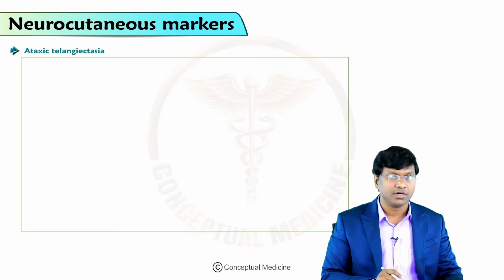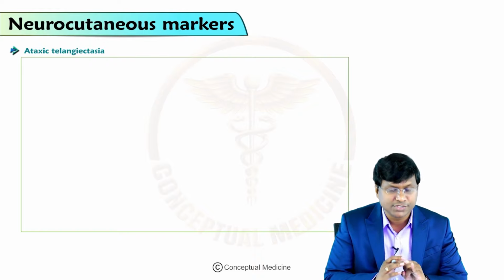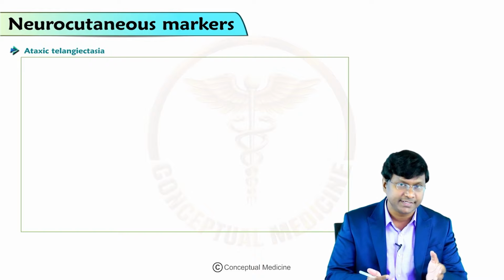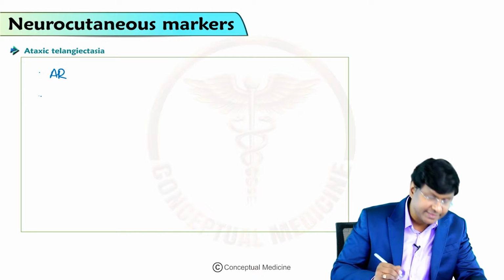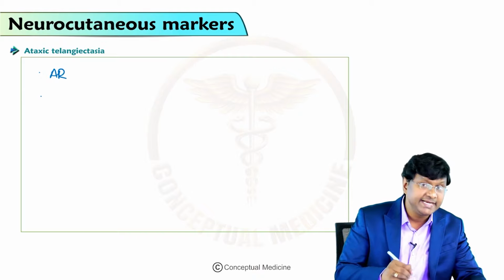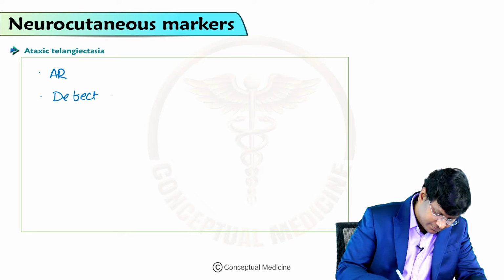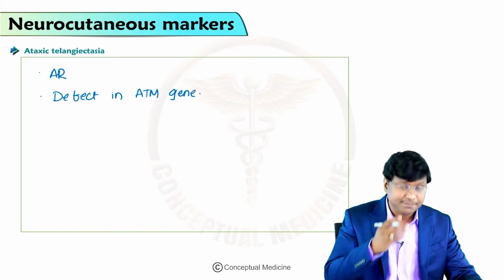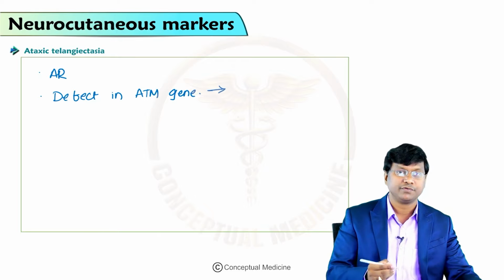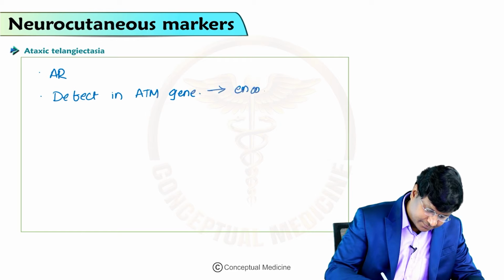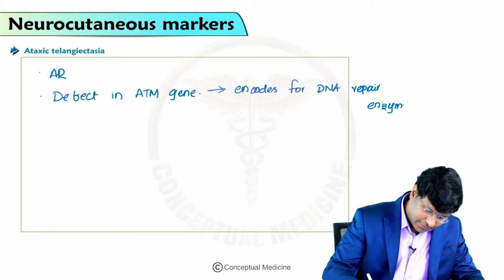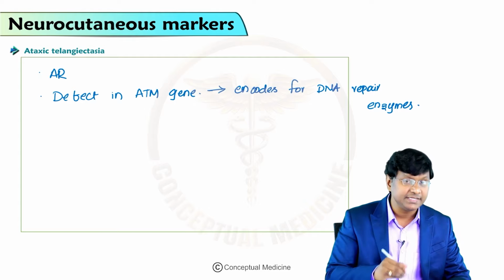Now, neurofibromatosis one and Von Hippel-Lindau disease are all autosomal dominant types of inheritance, whereas in ataxia telangiectasia, the type of inheritance is autosomal recessive. And it is caused by a defect in the gene called the ATM gene. This particular ATM gene encodes for DNA repair enzymes. Which one? The ATM gene.